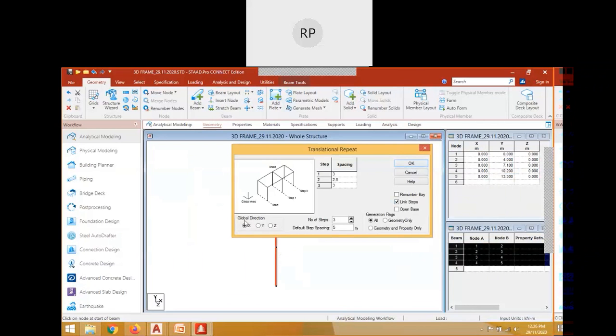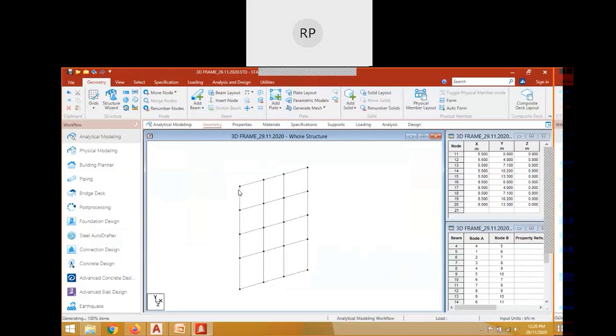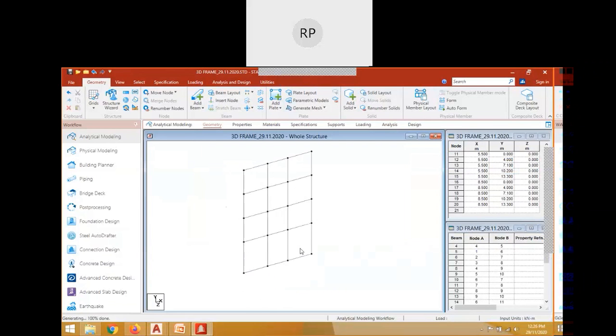Now remember, this direction is very important. Please be sure that whatever direction you want to replicate is on, otherwise it will be replicated in some other direction. This is the default spacing. If all your steps have the same spacing, then you can use this option. Otherwise you can put your actual spacing of the steps here, and say okay. Now you can see in three-dimensional view, these beams and columns are created.